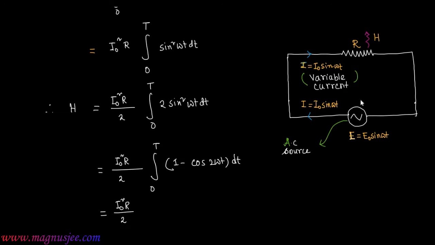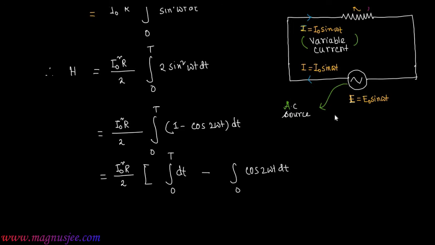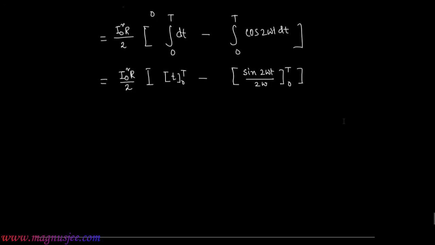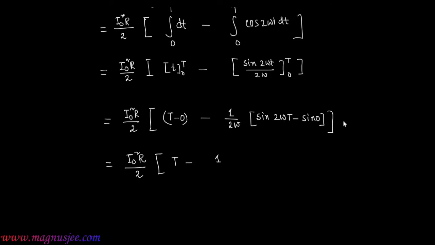I0 square R divided by 2, in brackets: first the integration of dt from 0 to T, minus the integration of cos 2 omega t dt from 0 to T. The integration of dt becomes t, so we get t from 0 to capital T, minus sine 2 omega t divided by 2 omega from 0 to T, equal to I0 square R divided by 2 times t minus 1 by 2 omega, bracket open sine 2 omega capital T minus sine 0, bracket closed.